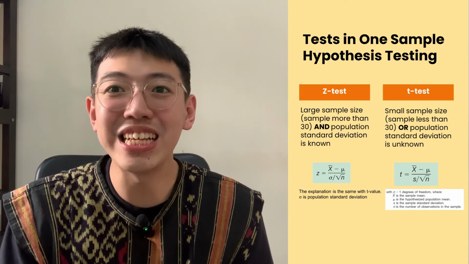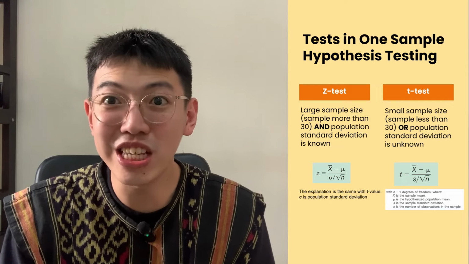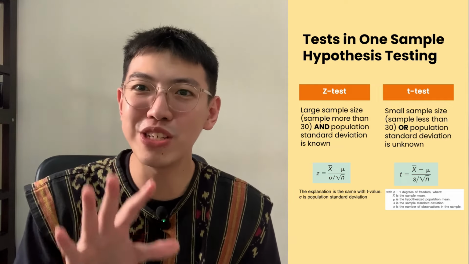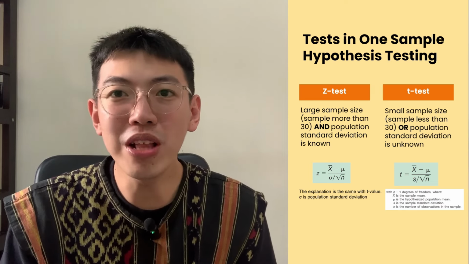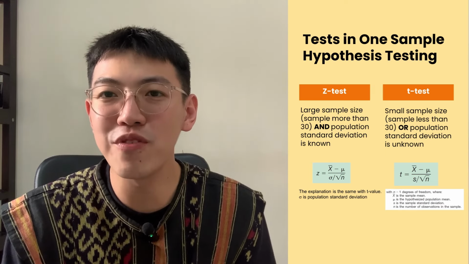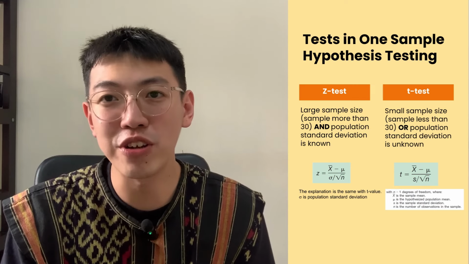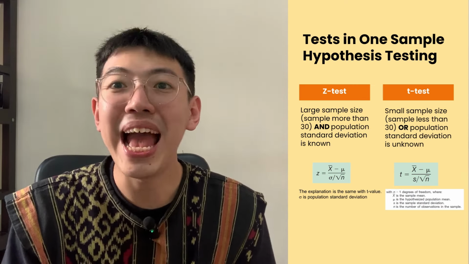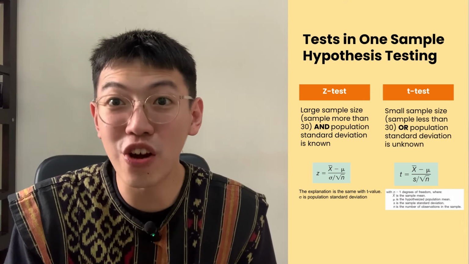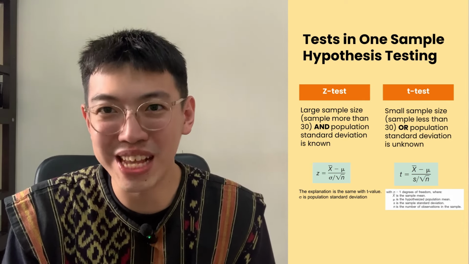So T-test is used when the sample size is small, less than 30, or if population standard deviation is unknown. The formula of T-test is almost the same as the Z-test. The t equals X bar, the average of the sample. Mu is the mean of the population. S is the standard deviation of the sample. And n is the number of sample.